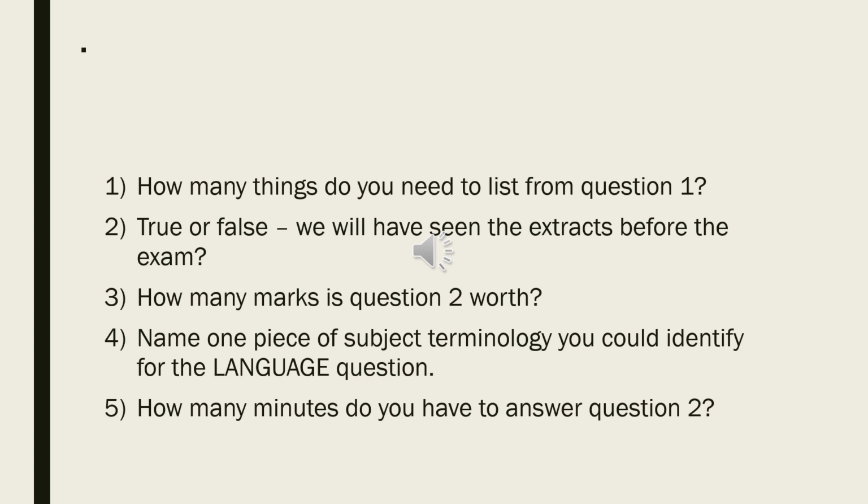How many things do you need to list from question 1? The answer is you need to list 4 things. True or false? We will have seen the extracts before the exam. False, we won't have seen them.